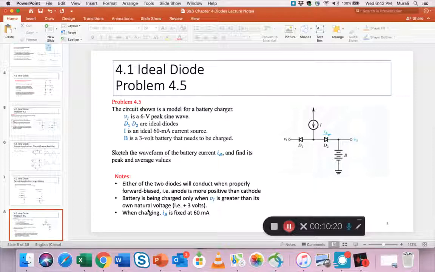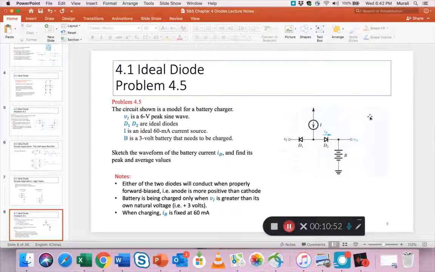So the circuit shown is a model for a battery charger. It's a very simple battery charger. A real battery charger is going to be slightly more sophisticated, but this is supposed to teach us the basic ideas about a battery charger. So Vi is a 6 volt peak sine wave. The charging current is actually this I. It is a steady milliamp source that feeds into the battery.